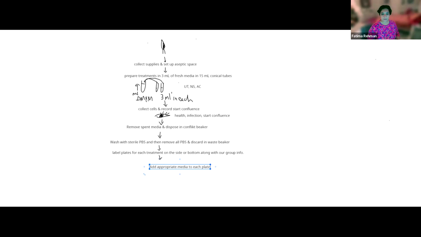And then what do we do after we've done all this? What do we do now? We added the treatment, so that's what I wrote: add appropriate media to each plate. So we added the treatment media. Now what? We've added it. They are now getting treated with the media. Now what do we do?